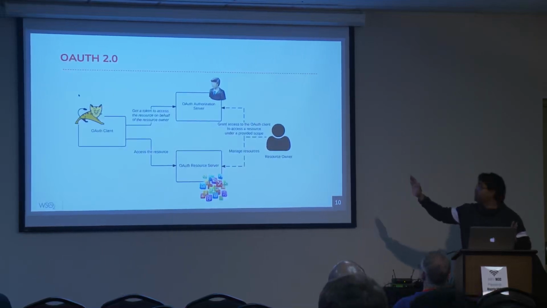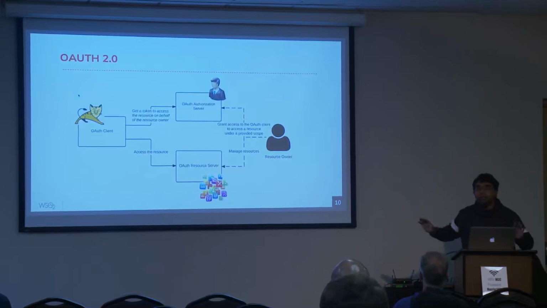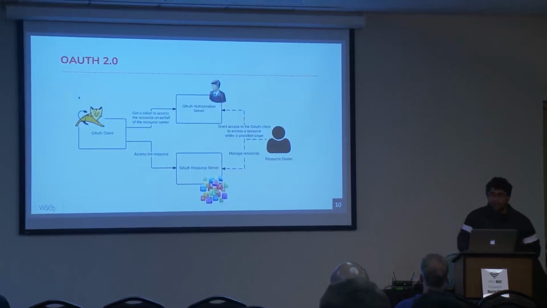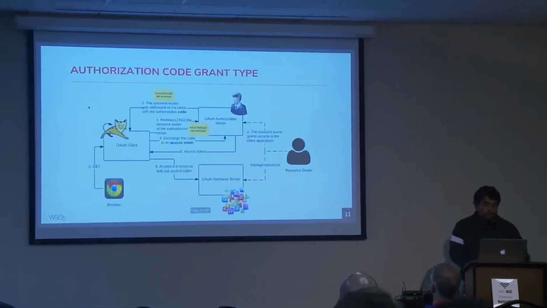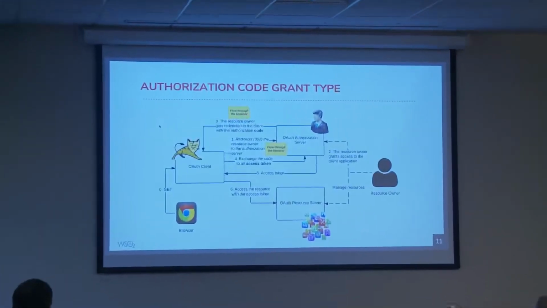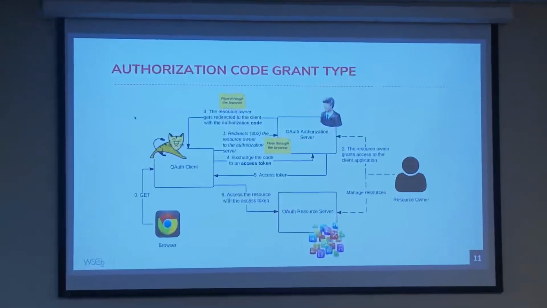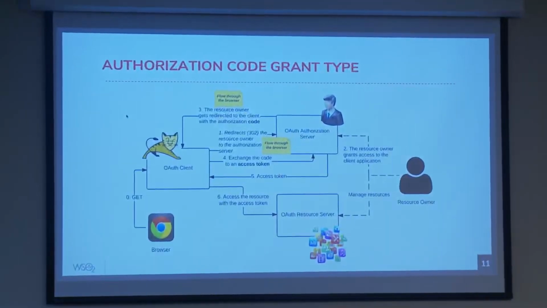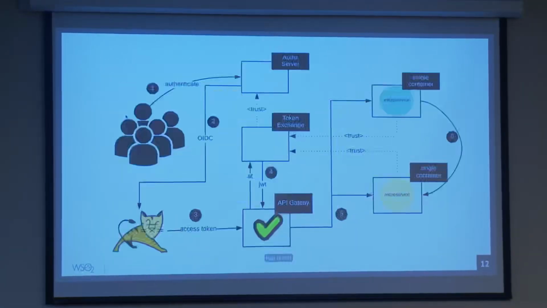So if the client tries to do a POST to the order microservice passing the same token, it will fail, right? I'm doing a demo too. I'll explain that later. I'll skip this slide. If you have any questions, I can answer, but since all of you are familiar with OAuth, I don't want to go into details.